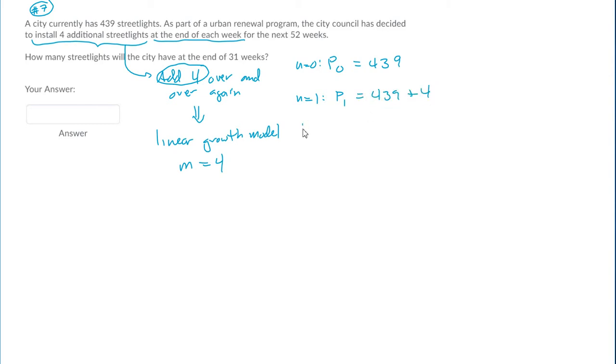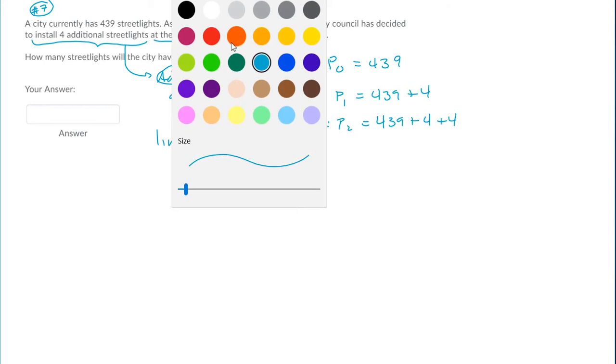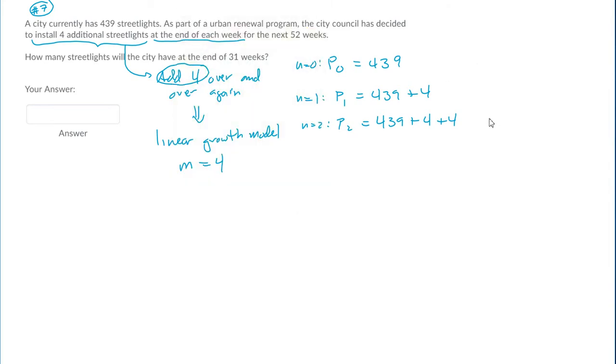How about at time 2? How do I know that this is the pattern? Because they're telling me I'm adding 4 streetlights every week. So I take the previous amount and add 4 again, etc. And we can begin to write this out in a more compact way. This is really 439 plus what? How many copies of the 4? 2 copies of the 4, right? So the 4 is being multiplied by 2.